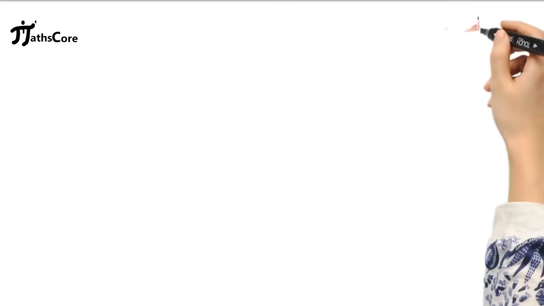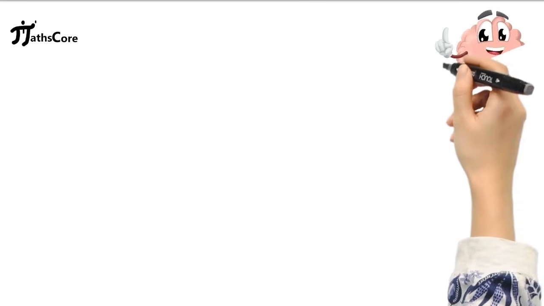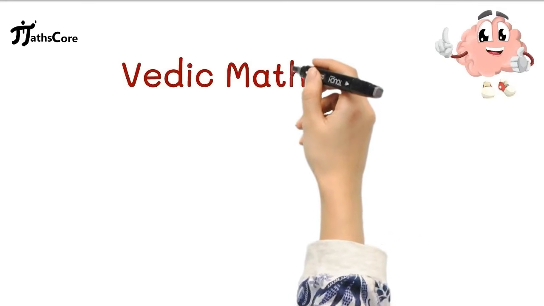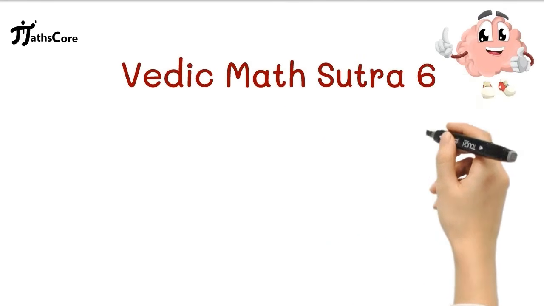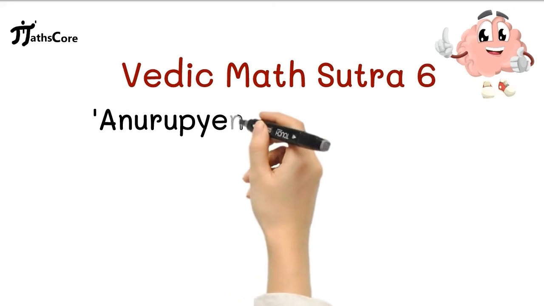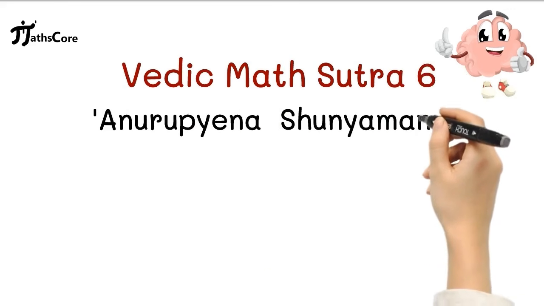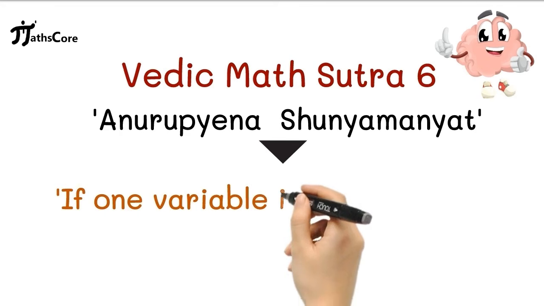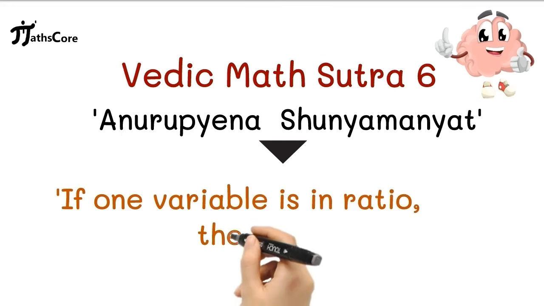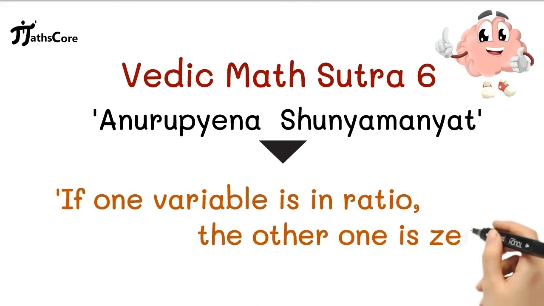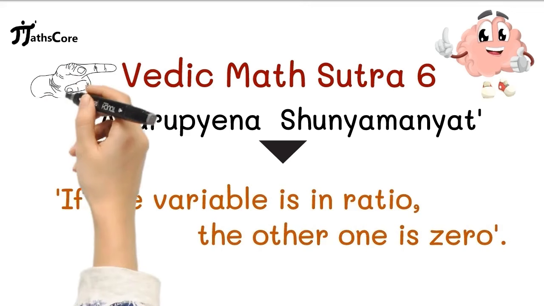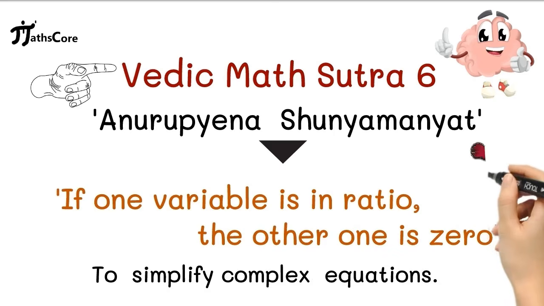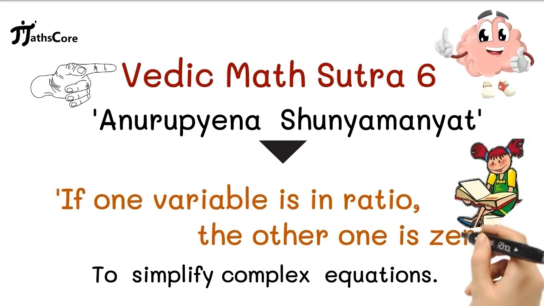Today, we are diving into the fascinating world of Vedic mathematics. In this video, we will explore Vedic Maths Sutra 6, which is Anurupyena Shunyamanyat, which translates to if one variable is in ratio, the other one is 0. This sutra is a powerful tool for simplifying complex equations, and we will show you how to use it step by step.